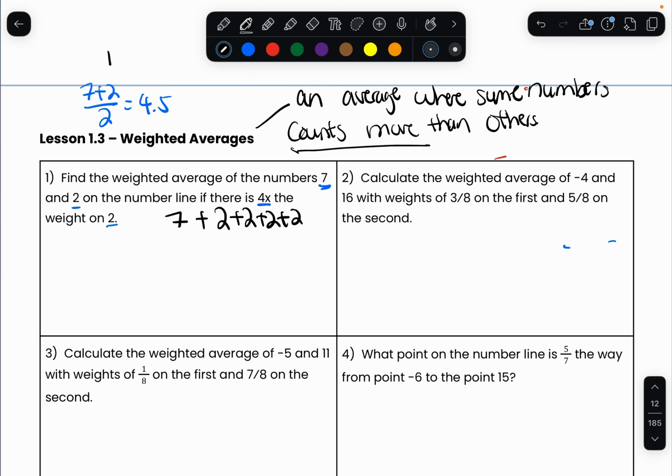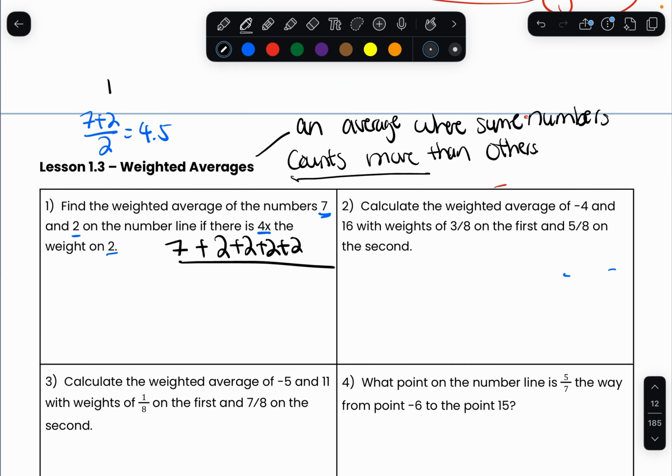Now, how will I figure out the average now? Well, my average, I always calculate by adding everything up and then dividing it by the total numbers I have. So I have a total of 1 number, 2 numbers, 3, 4, and 5 numbers, right? So therefore, I will divide everything by 5, and this is how I calculate my weighted average. The only difference between right here and here is that my 2 is being counted more. My 2 is being weighted more.